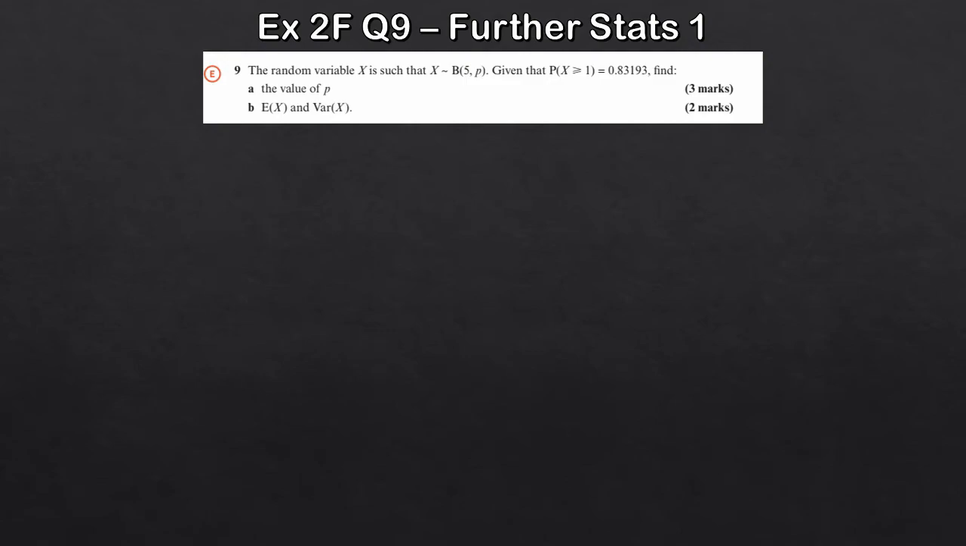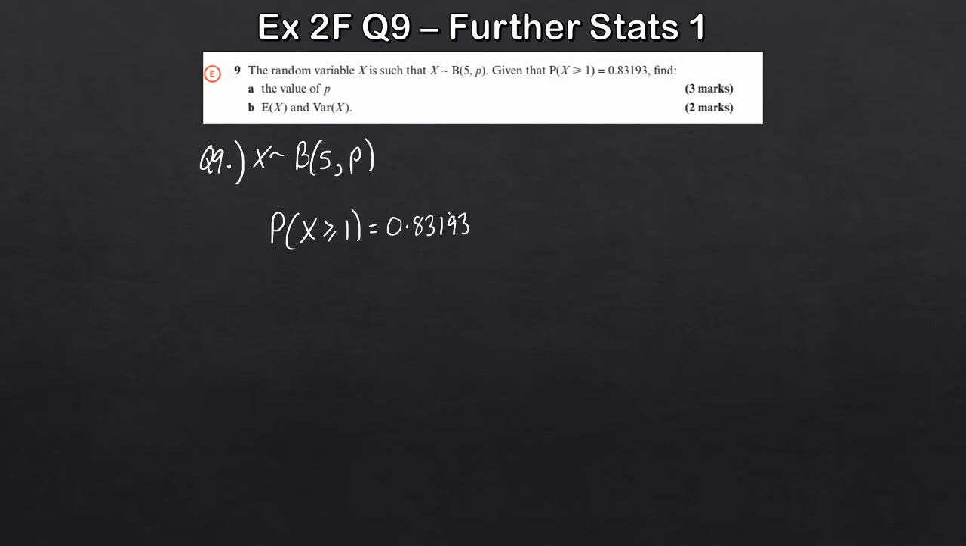Next question is exercise 2F. In this question we're looking at the Poisson distribution and the binomial. So let's take a look at what we've got. x is distributed with a binomial distribution with n being 5, and our probability is just p, we don't know what it is. We're given a bit of information. We're told that the probability that x is greater than or equal to 1 is 0.83193. The first part just asks us to work out the value of p.